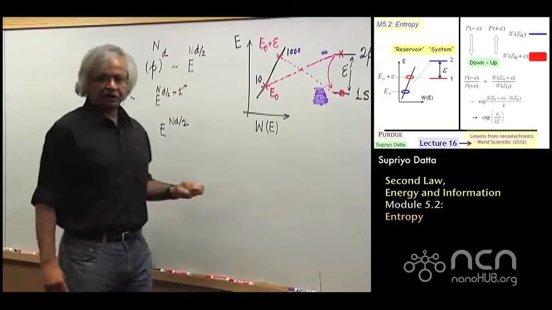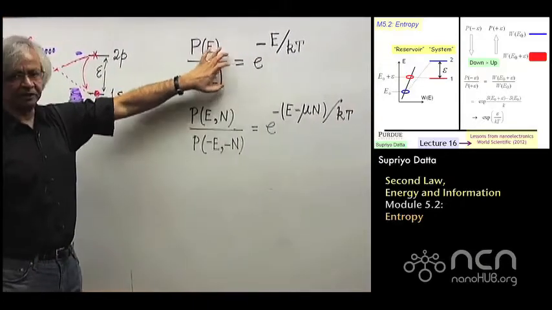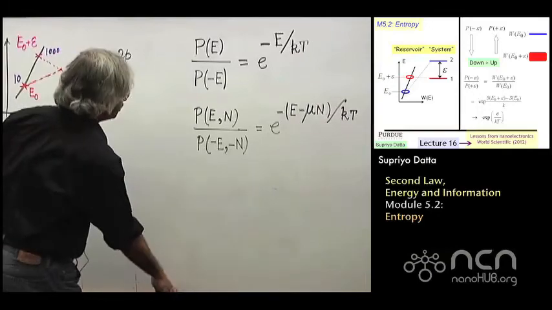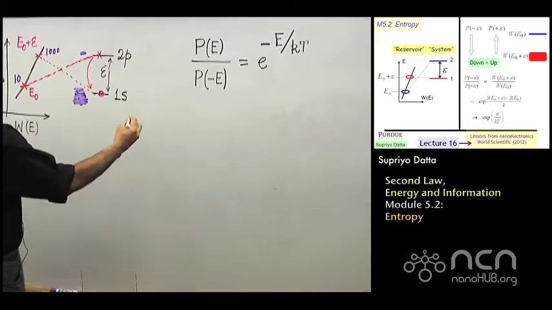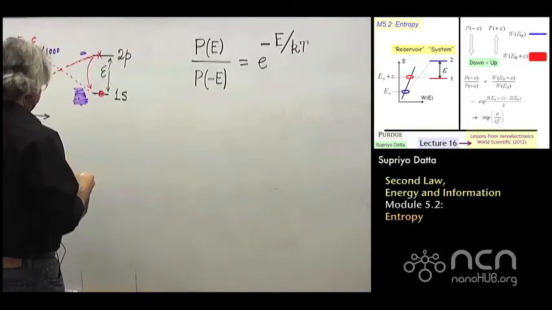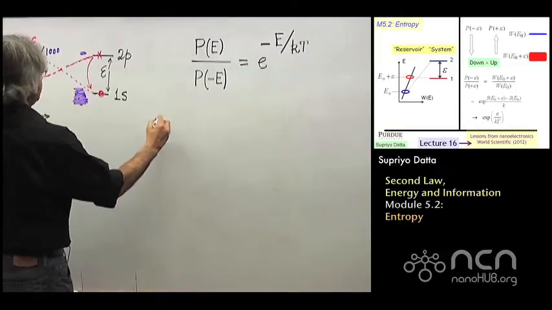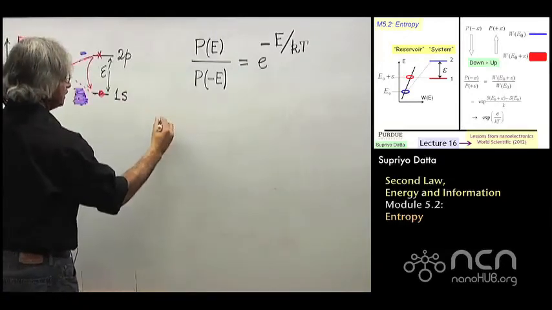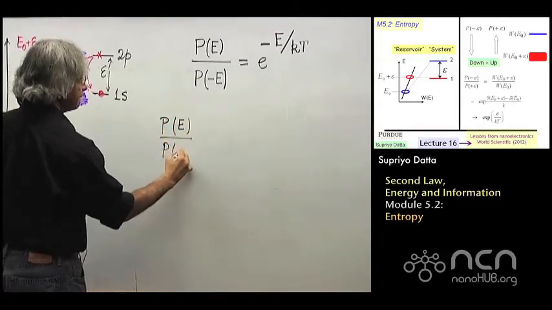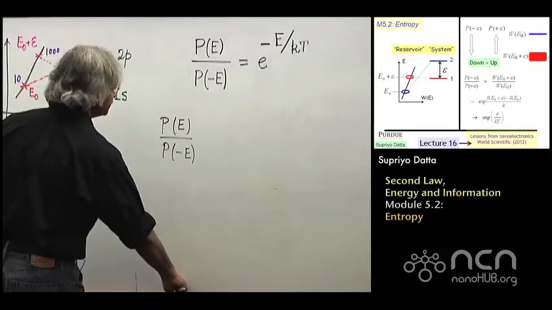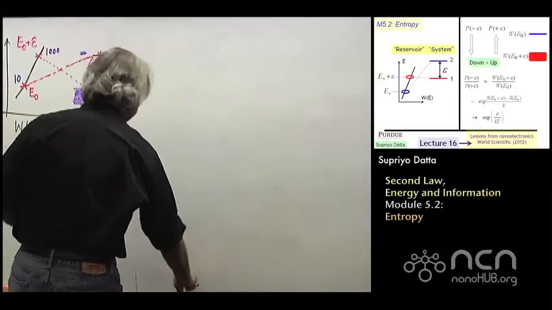Now, what I next want to explain is how you get this particular relation that we had stated. So the way you could do that is, you could say that, well, when you're trying to write P of E divided by P of minus E, actually, let me just start over right here.